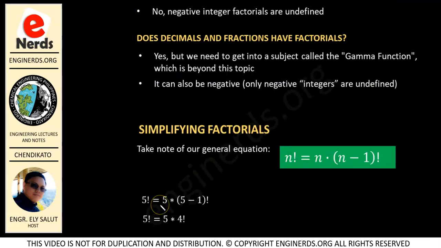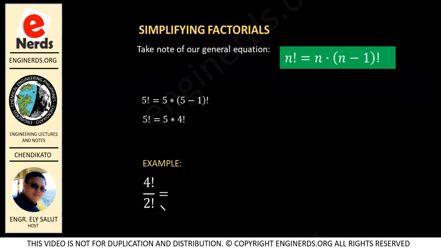Now, let us move on to simplifying factorials. Sabi ko kanina, i-take note natin yung pangalawang general formula natin for factorials. And we have here, n factorial is equal to n times n minus 1 factorial. So, it can be written this way. 5 factorial is equal to 5 times 5 minus 1 factorial, or 5 factorial is equal to 5 times 4 factorial. And it can be written as well this way, no?